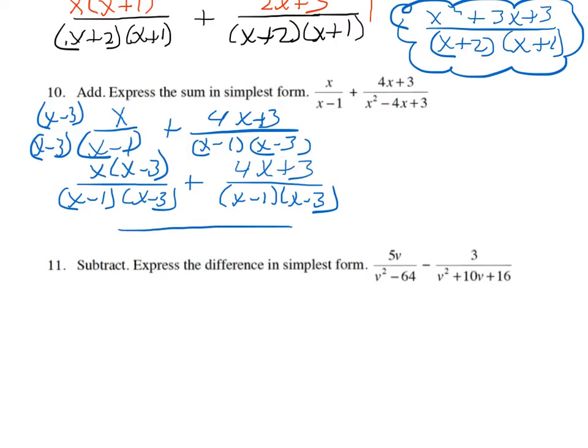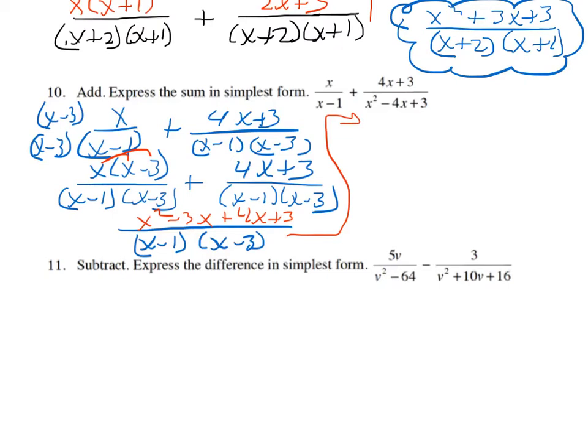Alright, so on the bottom, I have x minus 1 times x minus 3, and on the top I'm going to go ahead and distribute that in as I go. So this is going to be x squared minus 3x, and then I'm just going to bring down this 4x plus 3. And let's come right here and finish it out.